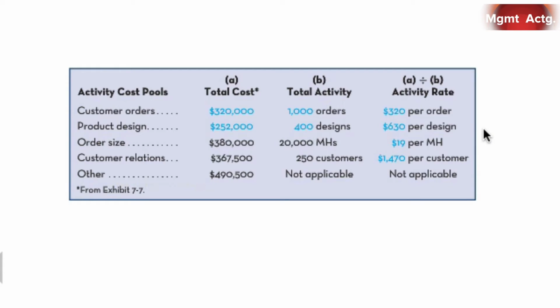Now, an important thing to point out before we move on. Whenever you take a total and divide it by a number of units, you will get an average cost per unit. So in other words, for 1,000 orders, we figure that it's $320 per order on average. But as any student of statistics knows, an average is absolutely meaningless without some measure of variation. Now, for customer orders, if the actual cost per customer order is anywhere from 300 to 340 per order, we're good with the 320.